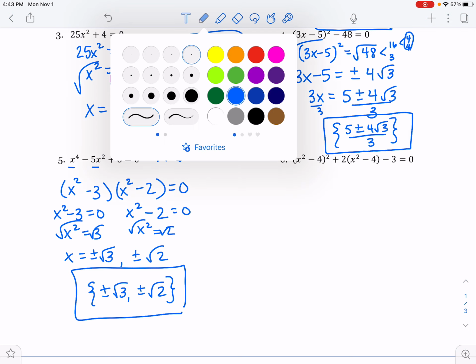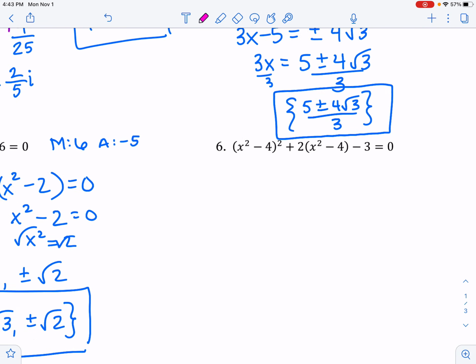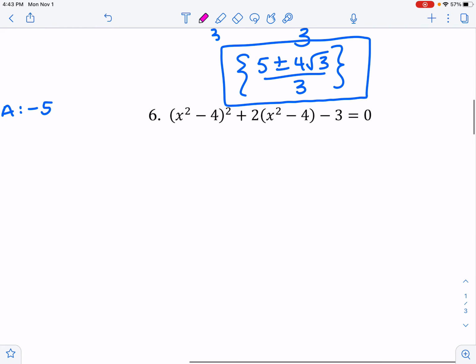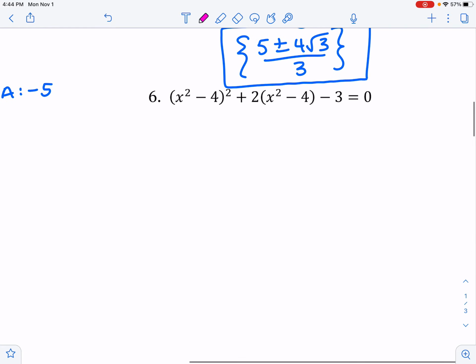The last one is a little bit something different. I'm going to do it in another color to kind of draw your attention to it. This is called, still going to factor, but it's a method called U substitution. And you're going to use it quite a bit when you get into calculus in a couple years or next year for those of you that want to do the pre-calc over the summer.